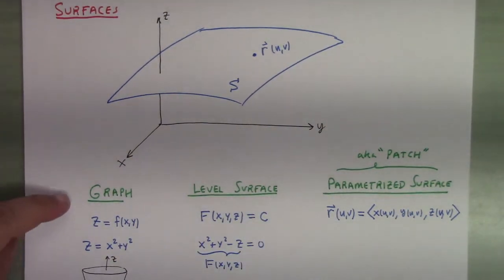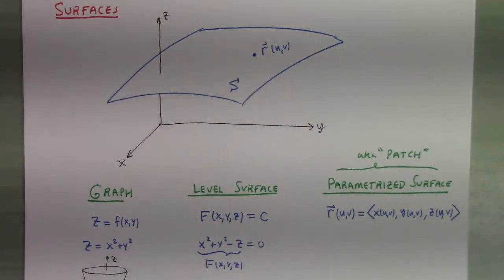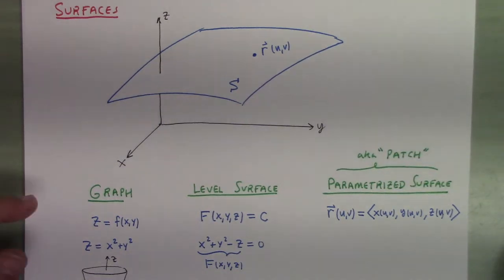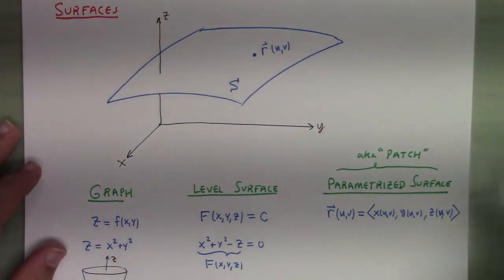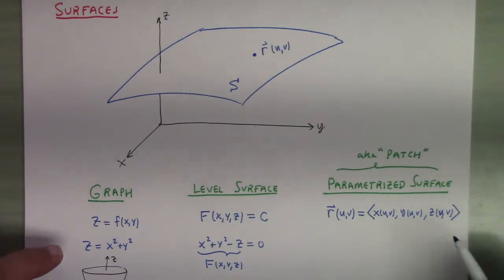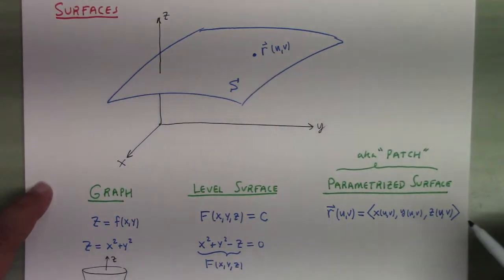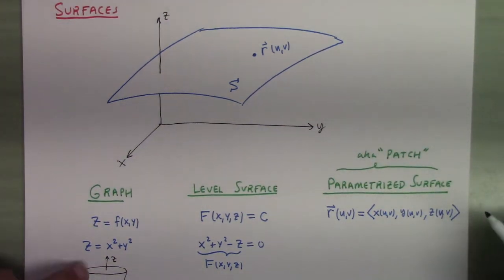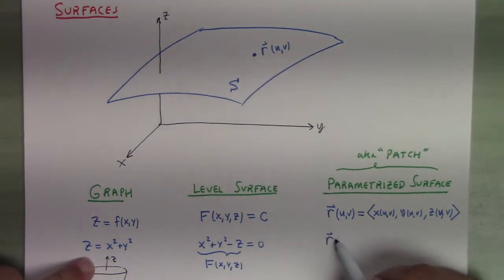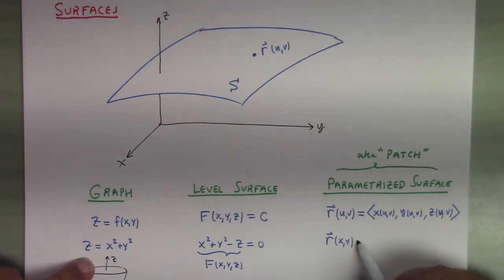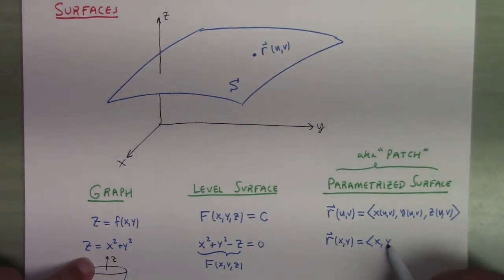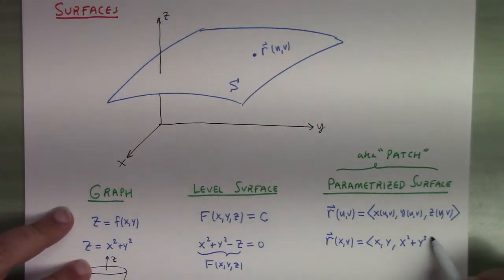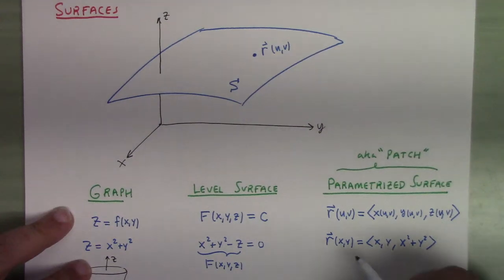You can't always make something a graph, but you can almost always make something a level surface. You can't always make something a graph because you may or may not be able to solve for z to describe the thing. For the parametrized surface, there are various natural choices of parameters. This one is called the Monge patch. You just use x and y as your parameters, and you just put in the formula for the z component. That's one choice.